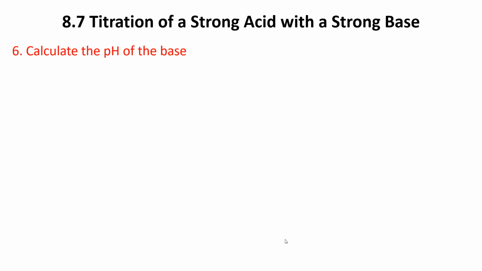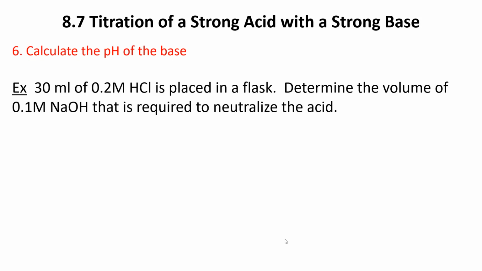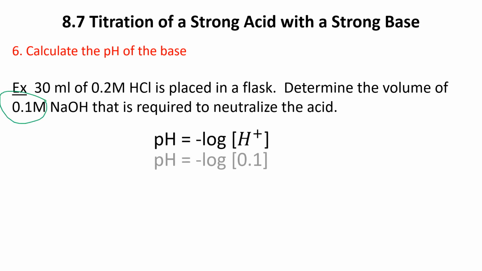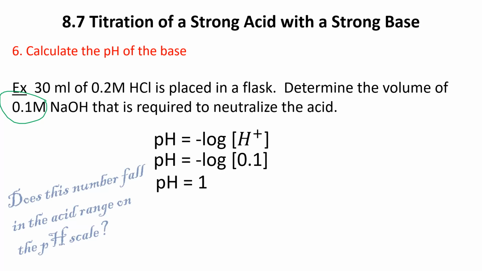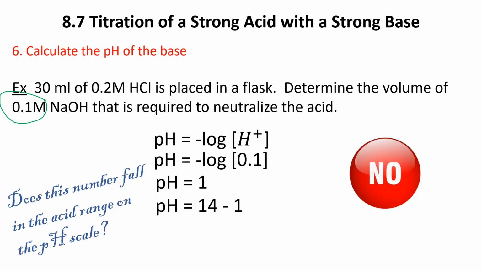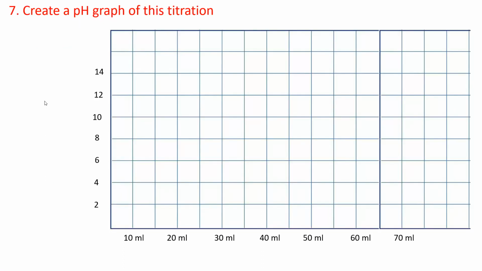So last question here, we're going to calculate the pH of the base. We could have done this right away. Let's not forget here that we have this number right off the bat. Sometimes you don't have that in a titration, so we'll just do the negative log of 0.1, which is 1. And again, this is a base, so we're just going to go 14 minus 1 to give us an answer of 13.